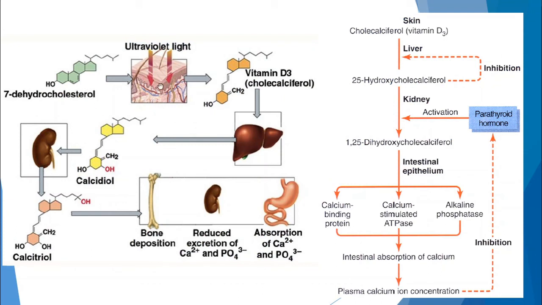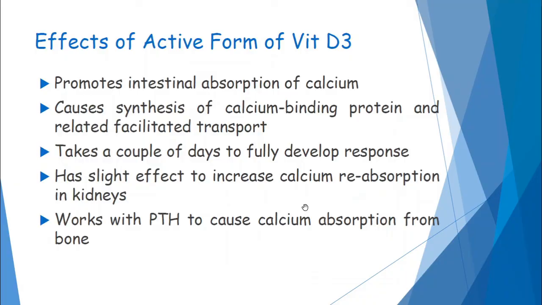So this is a figure which indicates 7-dehydrocholesterol in the presence of sunlight. It is converted to vitamin D3, that is cholecalciferol. It goes to the liver where it is converted to calcidiol, goes to the kidneys, where it is converted to calcitriol, and calcitriol executes its function.